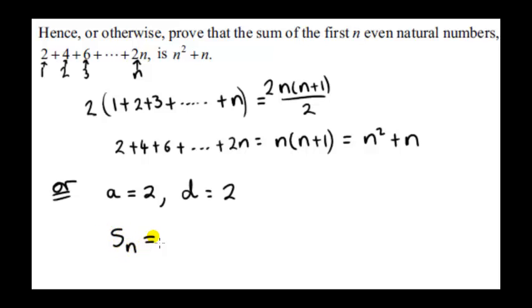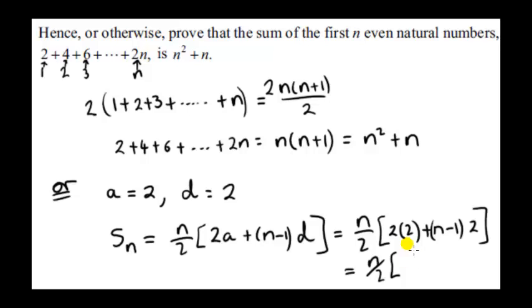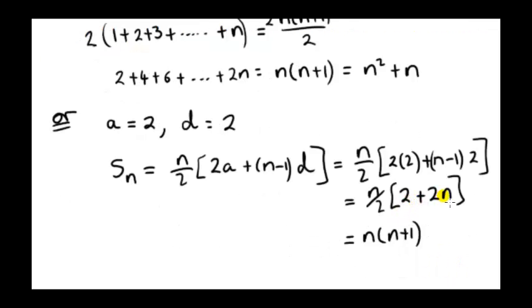So we want S sub n. Now for a general arithmetic series, S sub n is n over 2 into 2a plus n minus 1 times d. In our situation, a is 2, d is 2, so we just plug in. We get a 4 here, a minus 2 here, 4 minus 2 is 2, and we get a 2n. We can factorize out a 2, and divide by this 2 here, so we're left with 1 plus n, or n plus 1 inside the bracket.